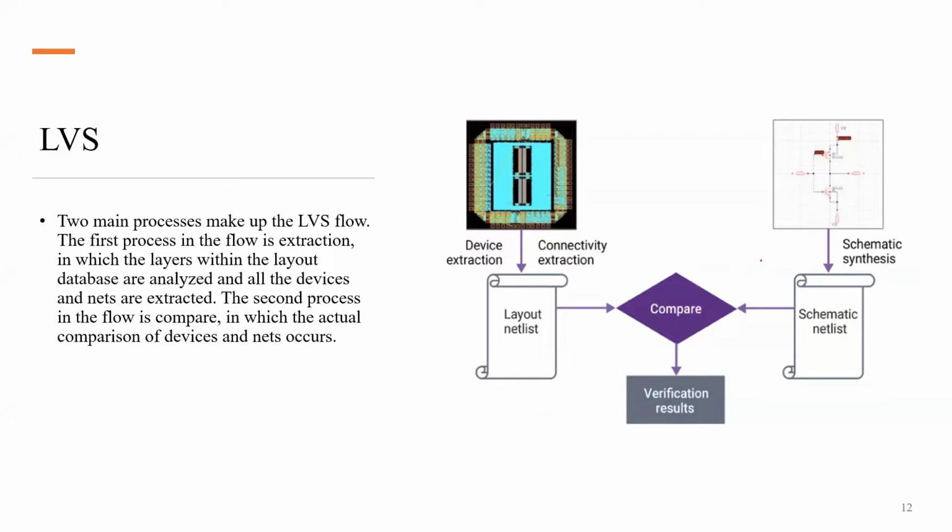The goal of LVS is to check that the layout we have drawn, with all its connections and extractions, is according to the schematic or not. If it is not according to the schematic, it will fail the LVS. If it is according to the schematic, it will pass the LVS. So the goal of the LVS is to compare the schematic with the layout. Its full form is layout versus schematic.